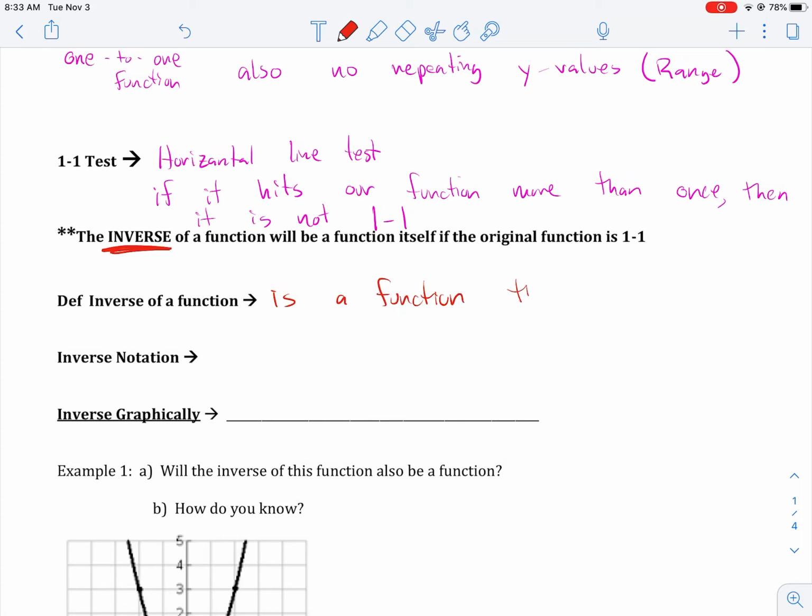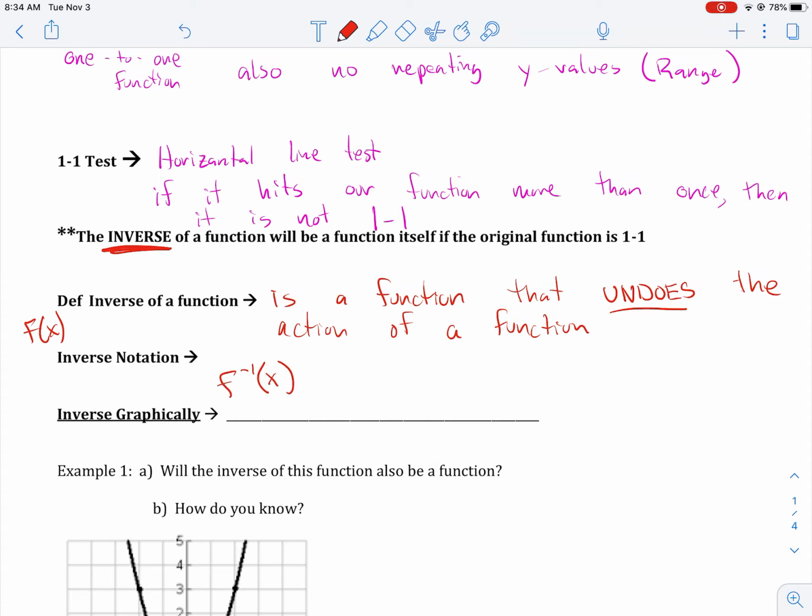that undoes the action of a function. Now the inverse notation. Normally when we talk about functions, they look like this. The inverse notation looks something like this: it has a -1 sitting right after that f. That's the notation for an inverse function.